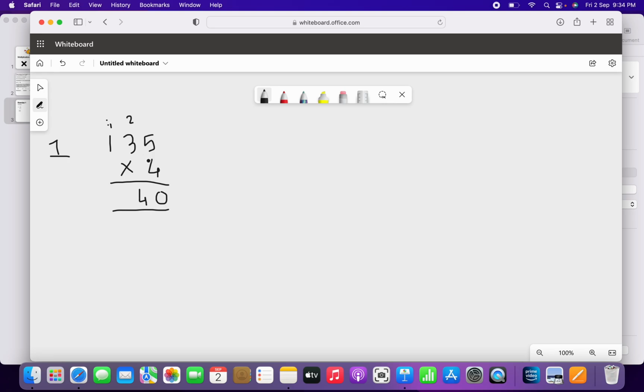4 1s are 4, plus 1 is 5. So boys, 135 multiplied by 4 is 540. Now let's do B, which is 452 multiplied by 3.